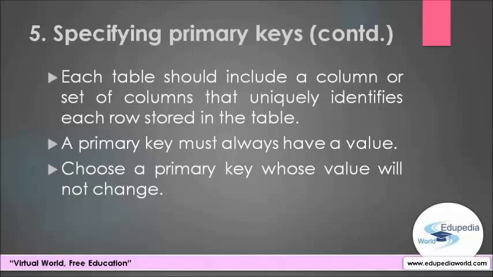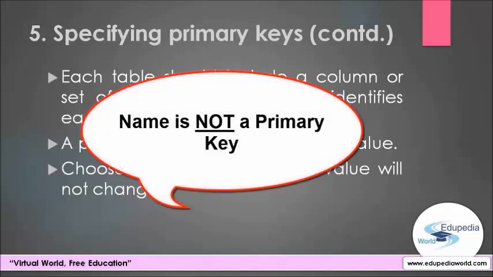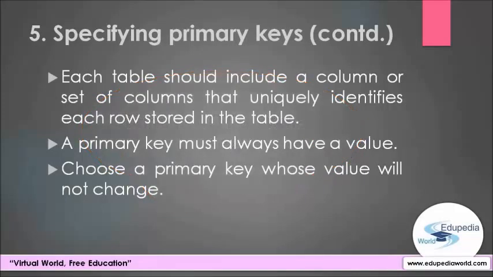You cannot have duplicate values in a primary key. For example, don't use people's names as a primary key because names are not unique. You could easily have two people with the same name in the same table. And the other thing about primary keys is that a primary key must always have a value. If a column's value can become unassigned or unknown or missing at some point, it can't be used as a component in a primary key. You should always choose a primary key whose value will not change.